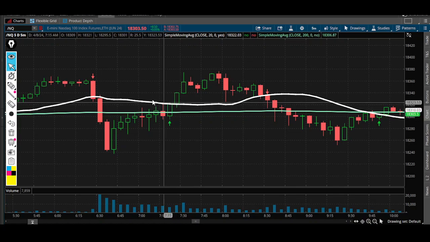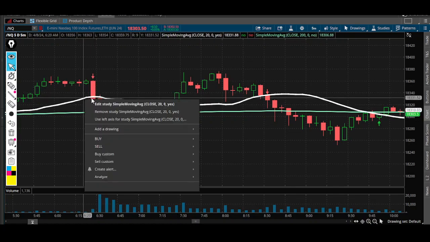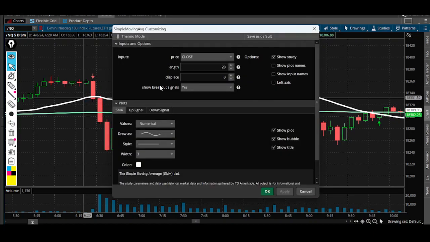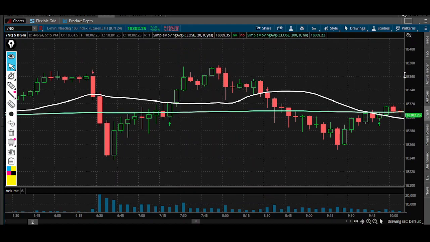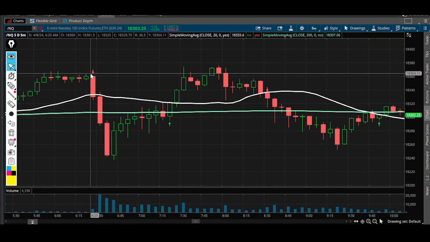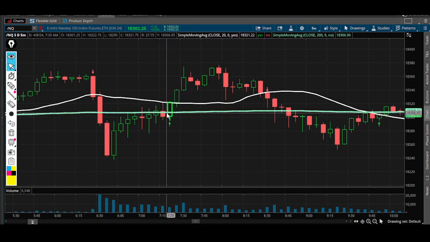On Thinkorswim, if I was to right click on my 20 SMA and go to edit study, show breakout signals, yes, that's it. If I turn them off, it goes away. If I turn them to yes, they're there. That's it. I'm not doing nothing special, nothing crazy. It's not a buy indicator. When the arrow pops up doesn't mean buy right away. I still need some things to happen. And again, I still have to be an adult and use my judgment on when I'm getting into trades.